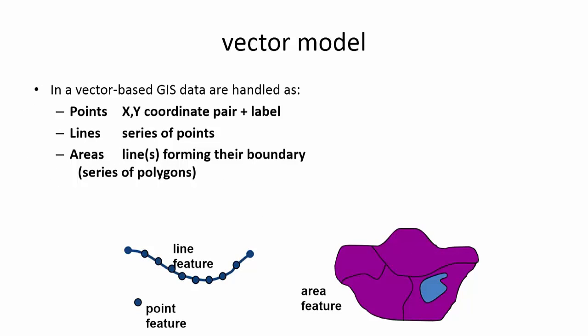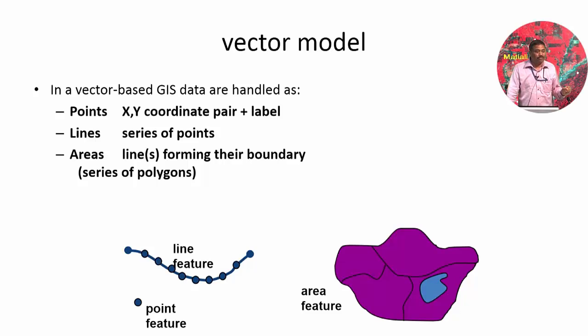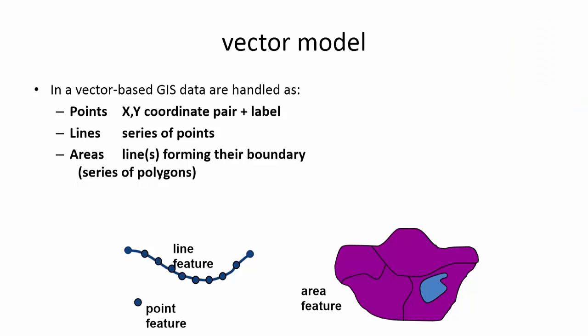The second one is the vector data model. It is considered to be a complex data model. The reason is it deals with coordinate pairs. Since coordinate pairs are involved, you have to store either point, line or polygon. Every point, line and polygon has some XY coordinate pairs. So programming in vector is more difficult compared to the raster data model.